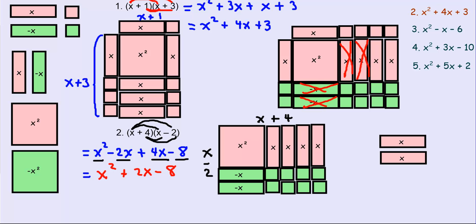So what you're doing to factor using the rectangles is arranging them so that you can make a fully completed rectangle and see the length and width, the 2 dimensions, and those are the factors.